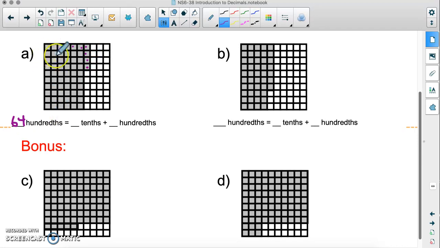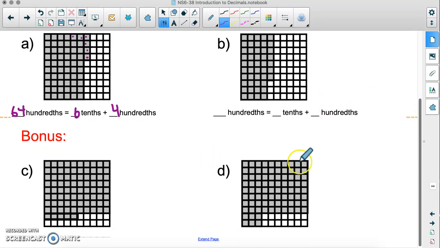How do we break this down? Well, we have 6 tenths because we have 6 full columns. Then we have 4 hundredths left in that next column. So 64 hundredths is the same as saying 6 tenths plus 4 hundredths. I want you to break down B, C, and D on your whiteboards and then resume your screencast for the next part.